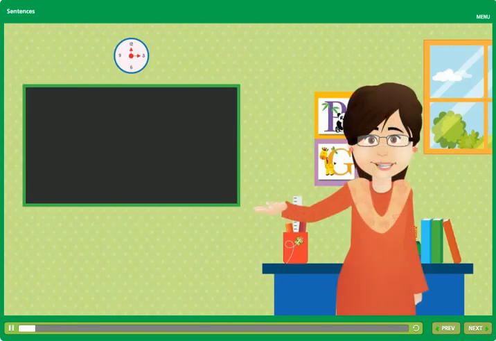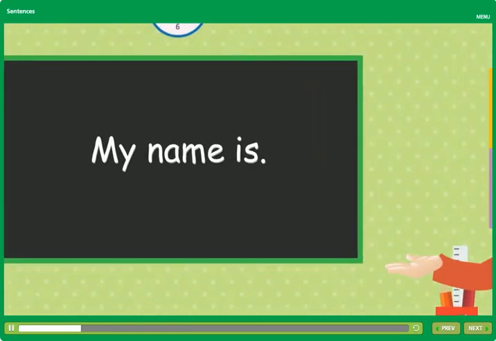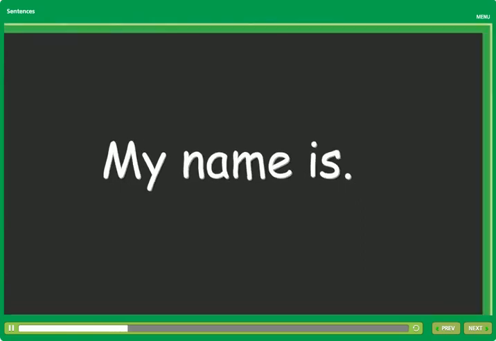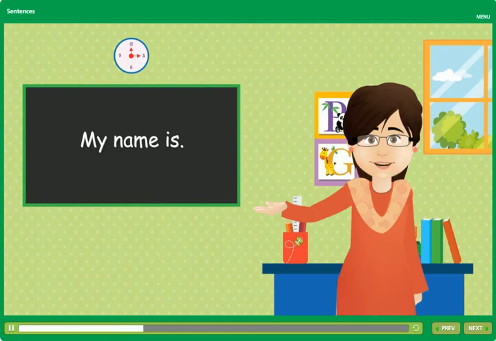Next, explain the idea of complete and incomplete sentences. Is this a complete sentence? No. Good! It is not a complete sentence because it does not tell you what the name is. A sentence must be complete so that you can understand it.